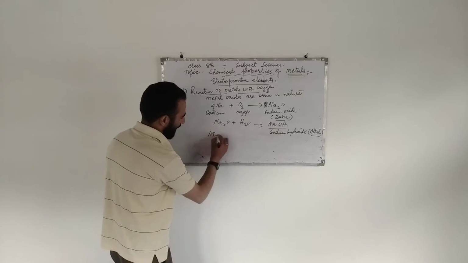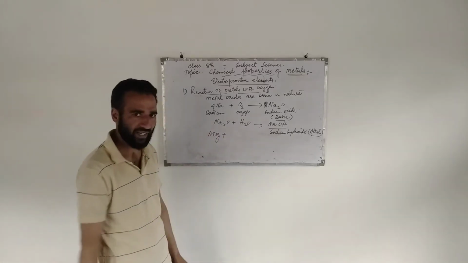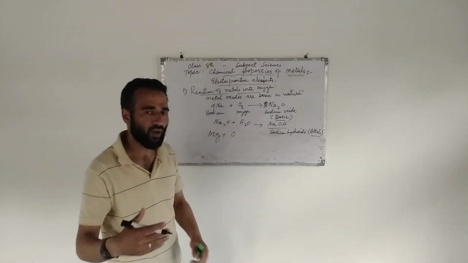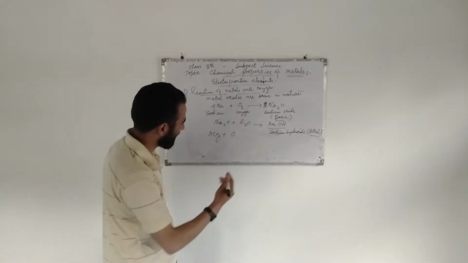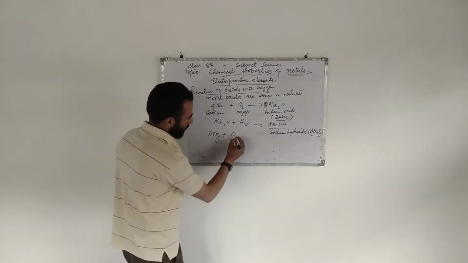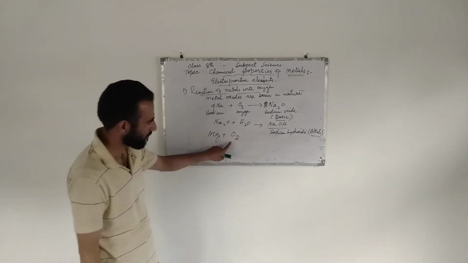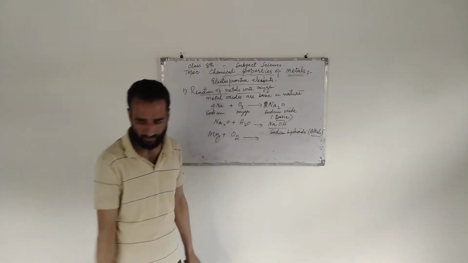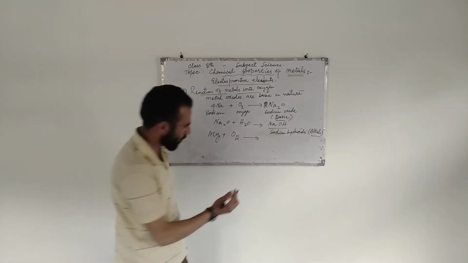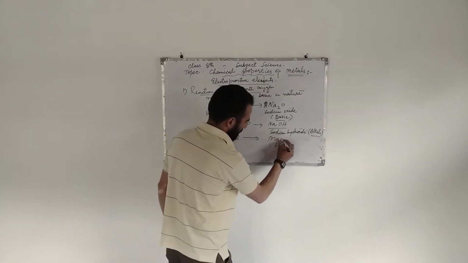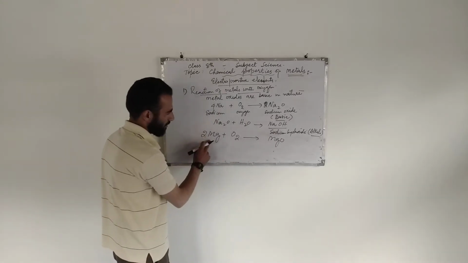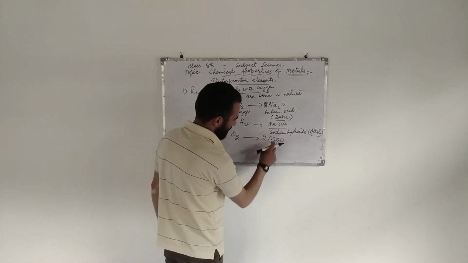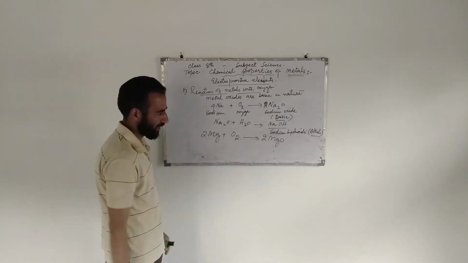We take the example of magnesium. If we take a magnesium ribbon, it does not react at room temperature ordinarily, but it takes some heat. So it burns in the presence of oxygen and forms magnesium oxide. Two times magnesium combines with oxygen and forms two times MgO. This is a balanced chemical equation.